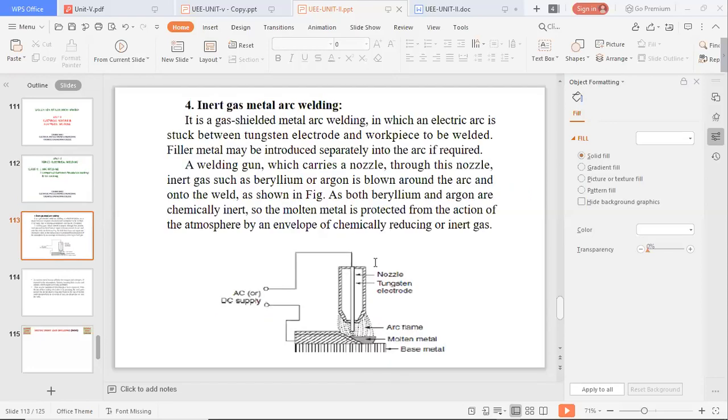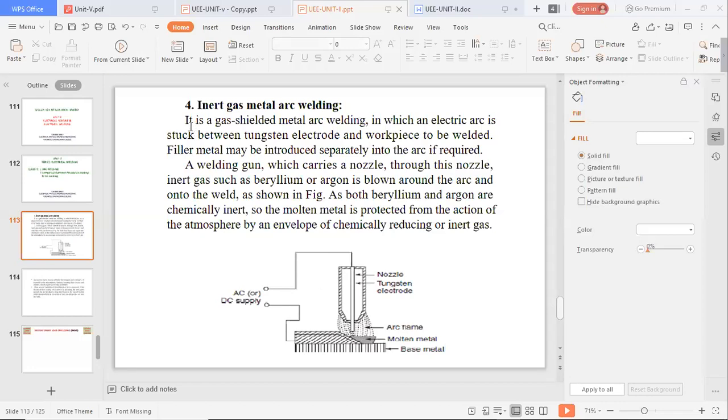Right, coming to the last in arc welding, the type inert gas metal arc welding. Actually, in this process there is no difference from the same process. But in this we use a tungsten electrode and a metal piece. There are two electrodes: one tungsten electrode, and another one is the metal piece. The supply may be AC or DC. When the current passes through the electrodes, an arc is produced on the workpiece, which will be melted. The same process, there is no difference in this.